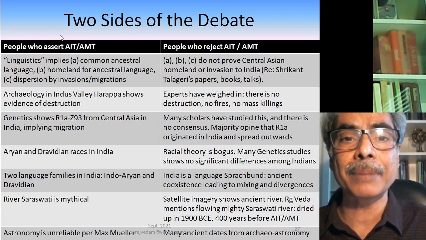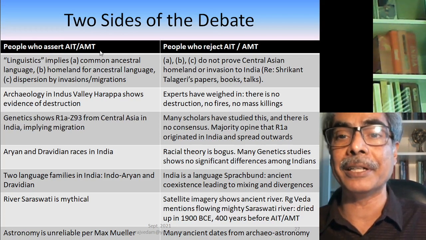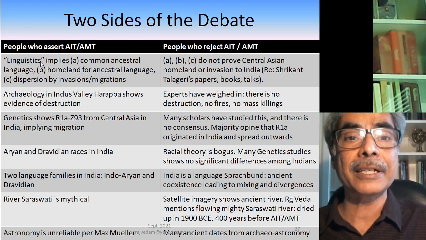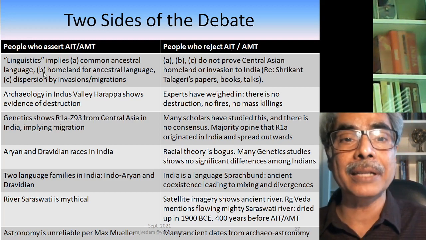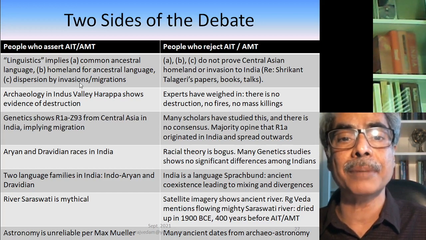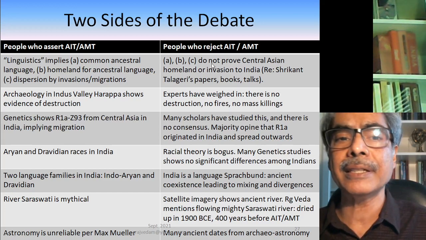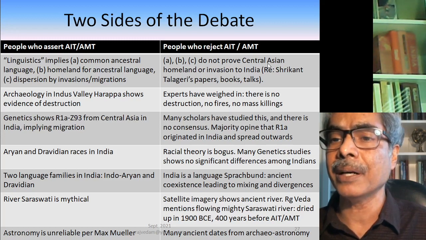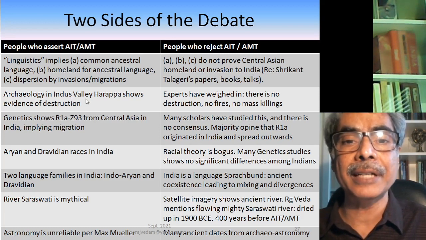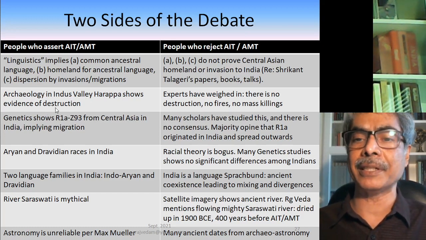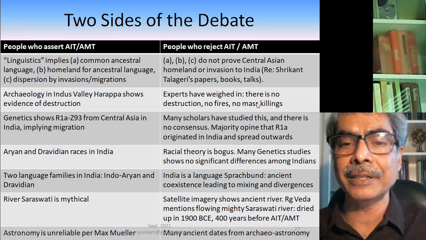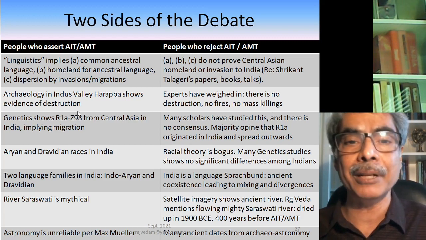On this side, these are the people who support the Aryan invasion theory or the migration theory. On this side are the people who reject the Aryan invasion or migration theory. On this side, they say linguistics implies common ancestral language, homeland for ancestral language, and dispersal by invasions and migrations. On this side, they say that A, B, and C does not prove Central Asian homeland or invasion to India. On this side, they say archaeology in Indus Valley, Harappa shows evidence of destruction. On this side, we have seen experts have weighed in. There is no destruction, no fires, no mass killings, and no such things. These are all embellishments only.